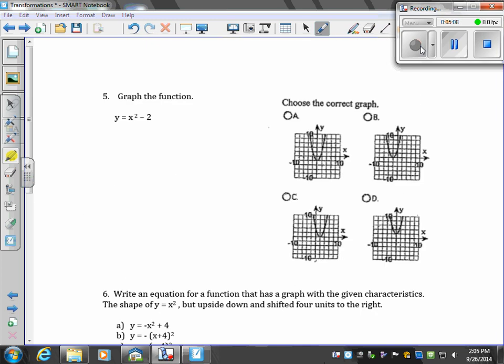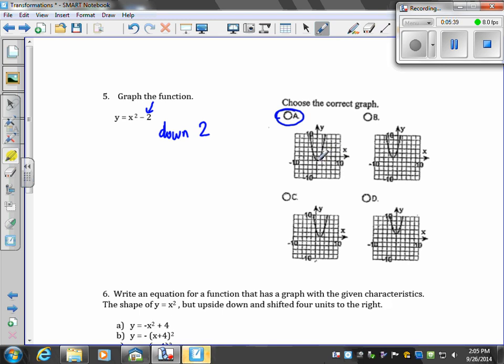Okay, let's change it up a bit and do some multiple choice guessing. So we're given our parent graph. Our parent graph is just the x squared function, which is a parabola. And then we notice that this means it's shifted down 2 units. So which one is a parent graph, a parabola shifted down 2 units? This is going to be A. It's the parent graph. Here it is, the origin, and we shifted it down 2 units.